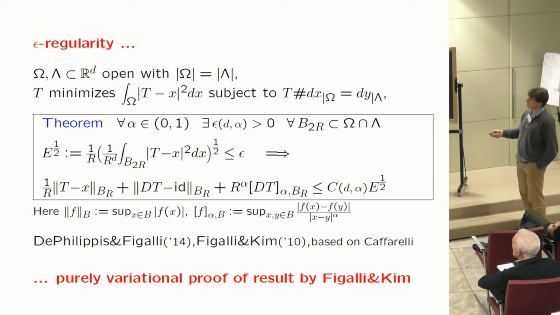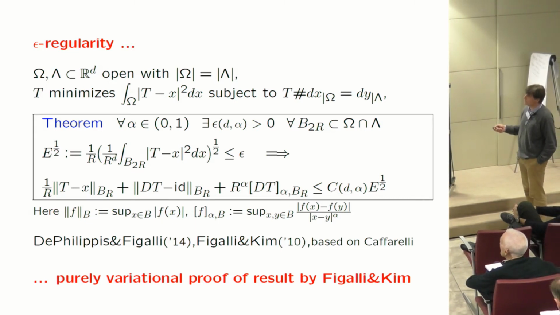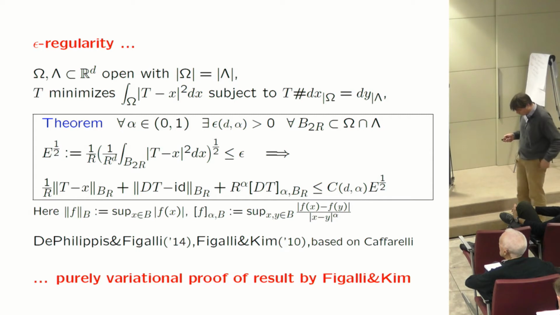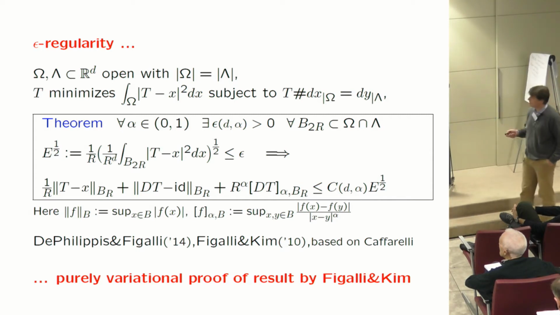So if this non-dimensional local transportation cost is small, then in the ball of half the radius you get what you want, namely C2 alpha for the transportation potential, or C1 alpha for the transportation map, which is exactly the type of regularity which you would expect. So that's an epsilon regularity statement for optimal transportation. And again, as stated, it's not a new result, but we give a new proof of it, and then we extend the theory in a way which I will explain in a second.